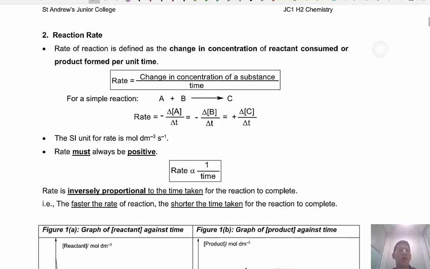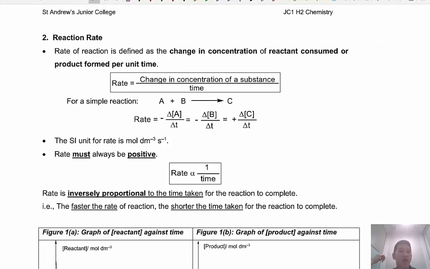So first thing is, what is reaction rate? The rate of reaction is defined as the change in concentration of a reactant consumed or product formed per unit time. So for this reason, we do not put a sign. And the units will be concentration over time.